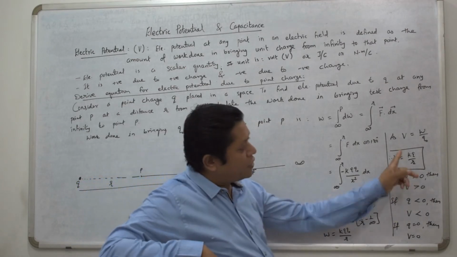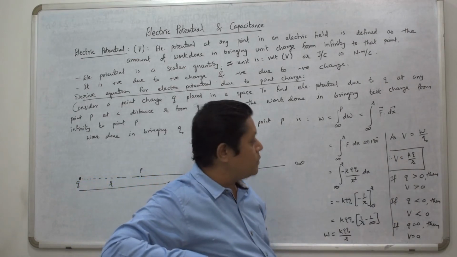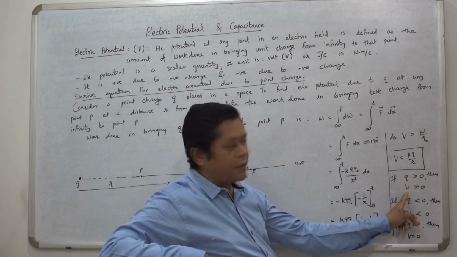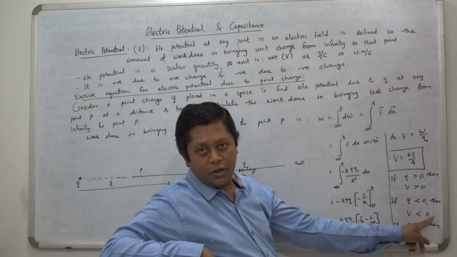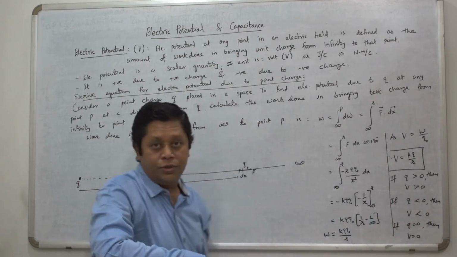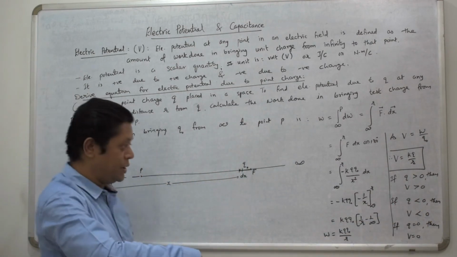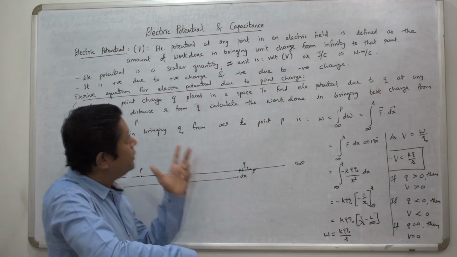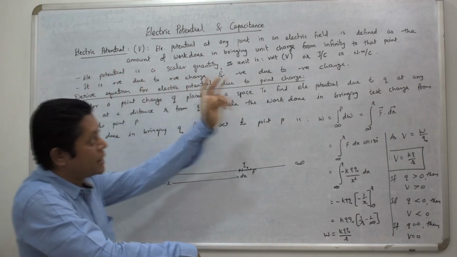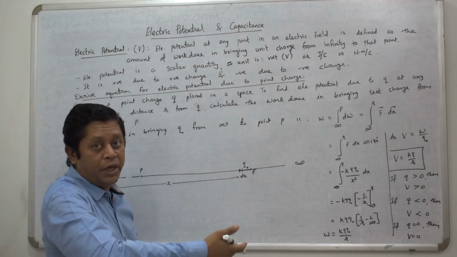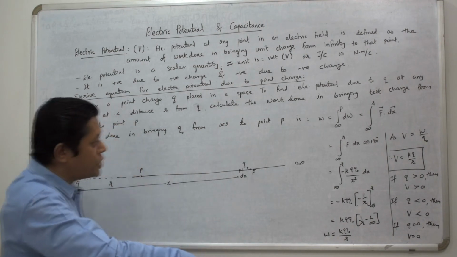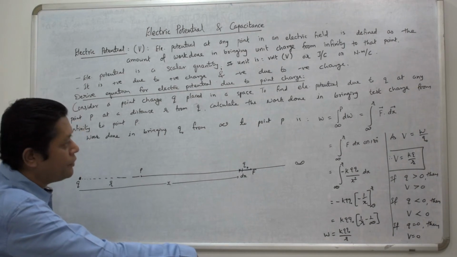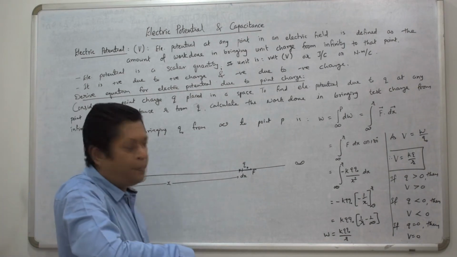It also depends on the medium in which the charge is placed. If Q is positive, then the electric potential due to the charge is positive. If Q is negative, the electric potential is also negative. If charge Q is 0, then the electric potential is 0. So we can say that electric potential is a scalar quantity. It can be positive, negative, or 0, depending on the value of the charge. This way you can find the electric potential due to a point charge.